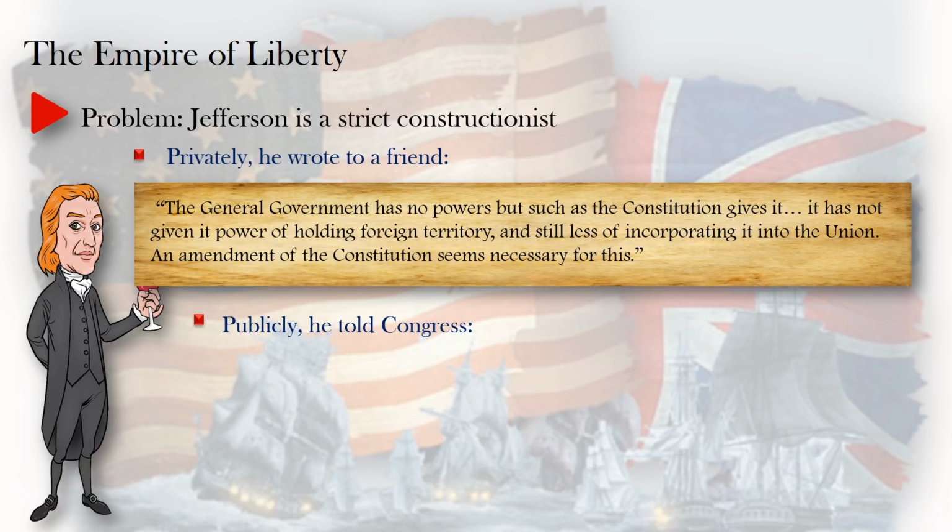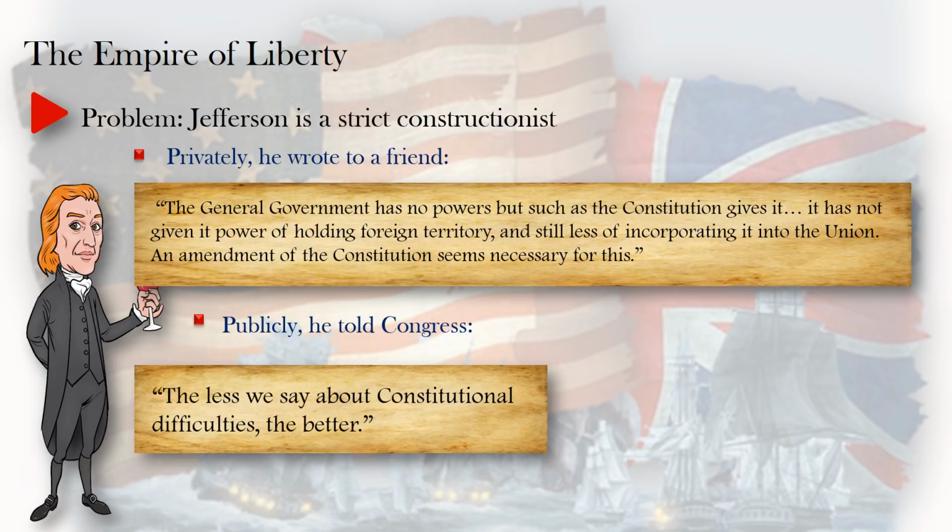But he realizes that time is running out. Napoleon needs to dump this land somewhere, and it could go to one of the United States' less friendly counterparts out there. So publicly, he tells Congress, I want to buy the land, and the less we say about constitutional difficulties, the better.